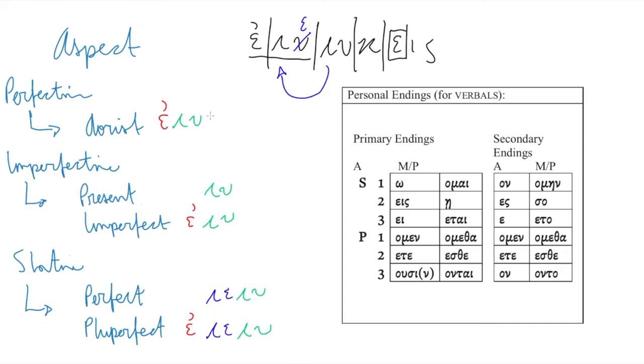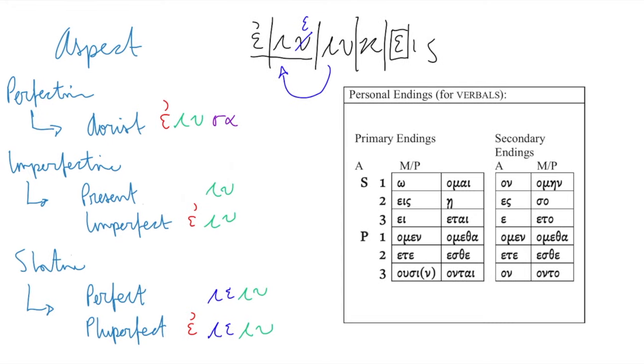The aorist will have a suffix that is sigma alpha. Present has no suffix. Imperfect has no suffix. The perfect has a suffix. The perfect has a kappa suffix and the pluperfect as well. And these suffixes will change with the voice of the verb. These are the active suffixes. Aorist has a theta, eta suffix. Perfect and pluperfect will just drop the suffix.